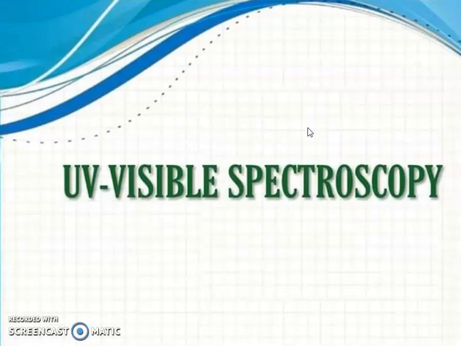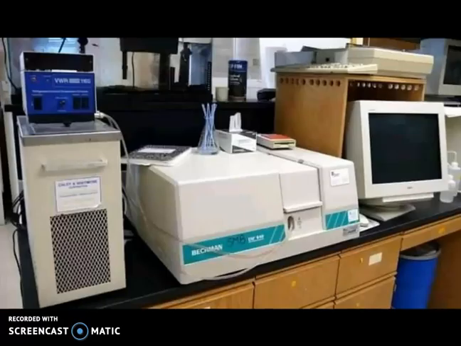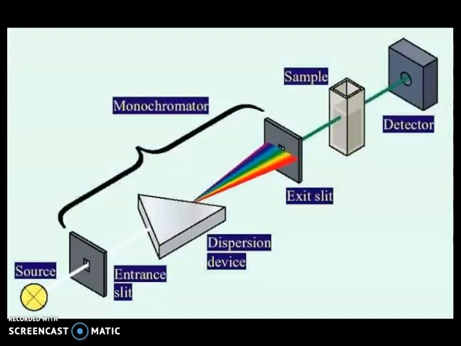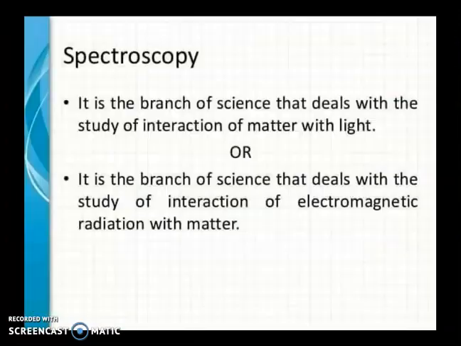Today in this video, I am going to talk about UV visible spectroscopy. You can see this instrument is a UV visible spectrophotometer. So what is the mechanism behind it? This is the source, this is the entrance slit, dispersion device, exit slit. This setup is the monochromator, this is the sample, this one is the detector.